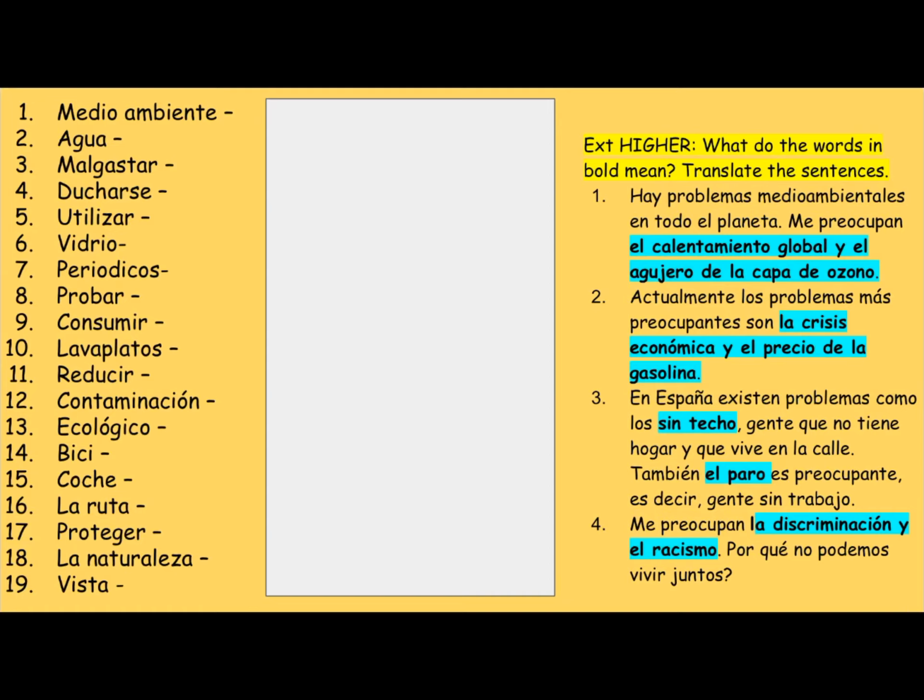So you've got your list 1 to 19 of key vocab. In a minute, I'd like you to pause the video and have a go at translating those words, and then we'll go through them. If you get that done quite quickly, and they feel quite familiar to you, you've got an extension on the other side. So what do the words in bold mean? And then you're going to see if you can translate the sentences. Definitely use wordreference.com to help you. Try not to use Google Translate. You know we don't like it. So in your own time, pause the video. The next slide you'll see is going to be answers. So definitely pause and I'll talk to you in a second.